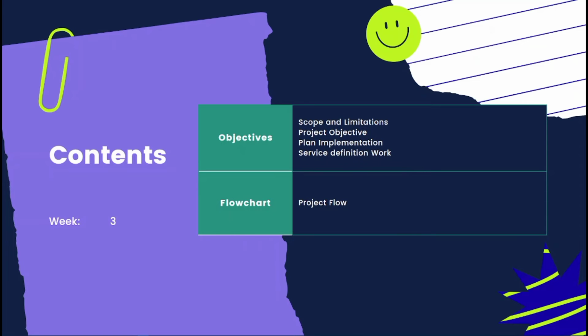So, our project proposal's objectives are composed of four parts, which are the scope and limitations, project objectives, plan implementation, and service definition work. The overall discussion of the objectives covers the features and objectives of the application or system that the programmers are going to develop, then the step-by-step procedures that programmers need to consider upon implementing the project, and the service and benefits that the application will provide to the users.